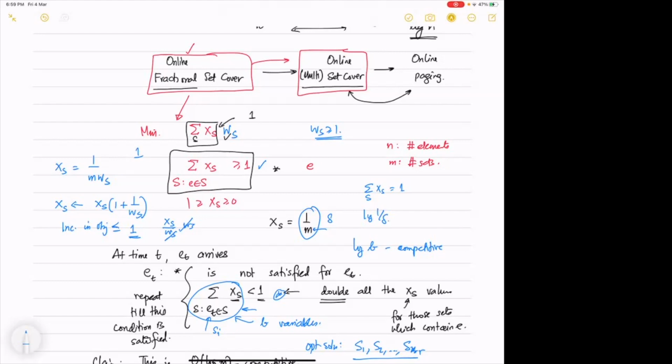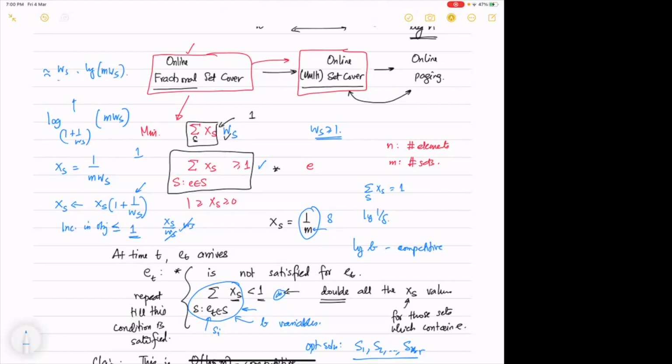So far so good. Now the question is, how many times will you charge a set S? You're increasing in steps of 1 plus 1 over w_S, so it will be log to the base 1 plus 1 by w_S of m times w_S. This is the number of times you will charge it. Roughly, if w_S is a large number, this is log of m w_S divided by log of 1 plus 1 over w_S, which is w_S times log of m w_S.